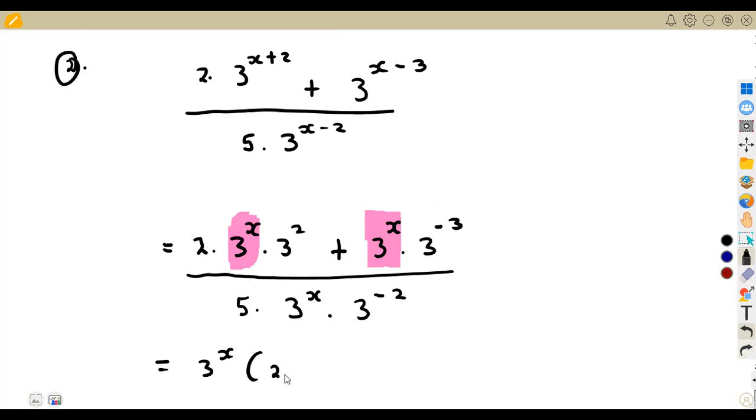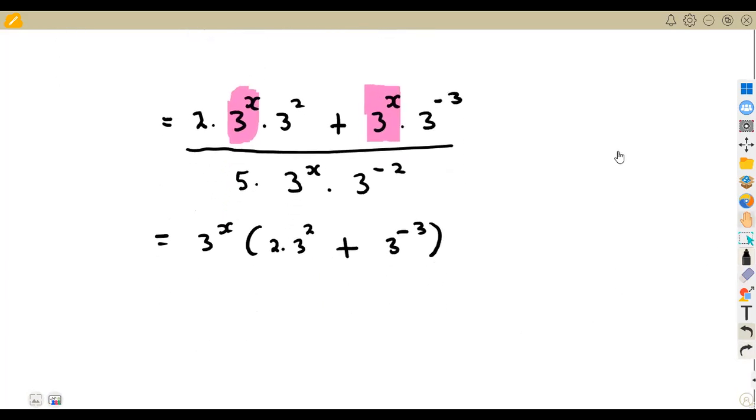So this will be 2 times 3 to the exponent of 2 plus, take note, there is a plus sign there. That's why we have to factorize. So we are going to add. Here we are going to remain with 3 to the exponent of negative 3. So this is what we have.